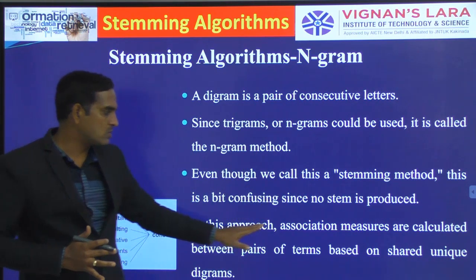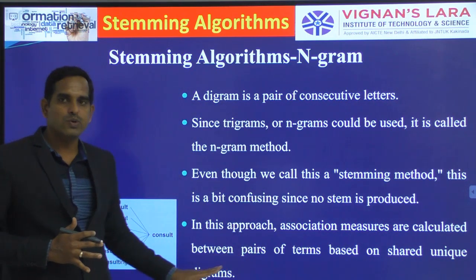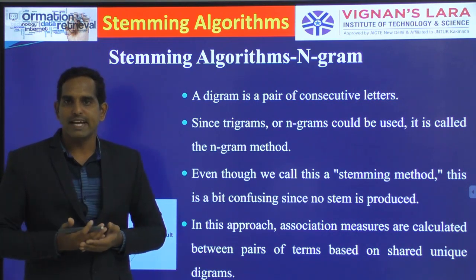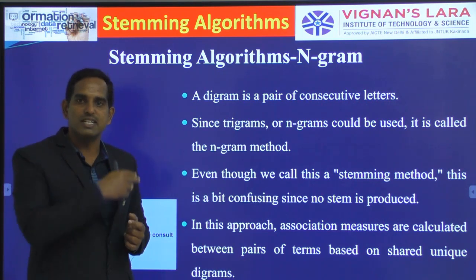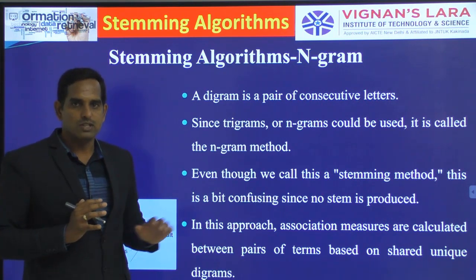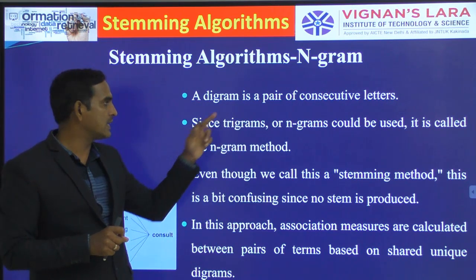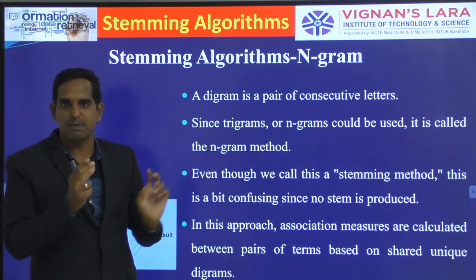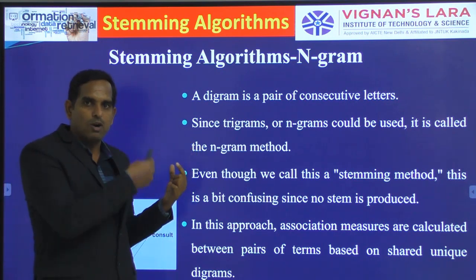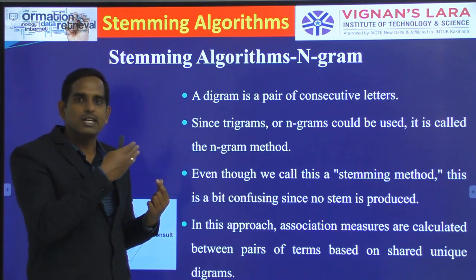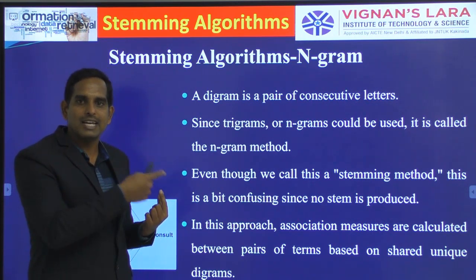In this approach, association measures are calculated between pairs of terms based on shared unique diagrams. We have diagrams and we try to find the similarity or association between the diagrams present in a particular text. That is what we are trying to do in this method. First we create the diagrams, trigrams or n-grams for a particular text, and among these we try to find the association, relationship or similarity between these diagrams or trigrams.